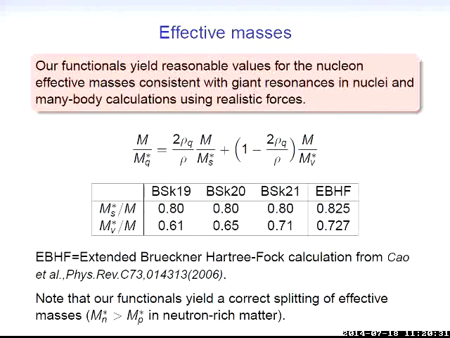Sorry, completely outside the field. What are those numbers, m* divided by m? This is the so-called isoscalar, isovector, but you can convert to neutron and proton. If you replace q by neutrons or protons, then with this formula you can obtain the neutron and proton effective masses. Yeah, sorry about that.